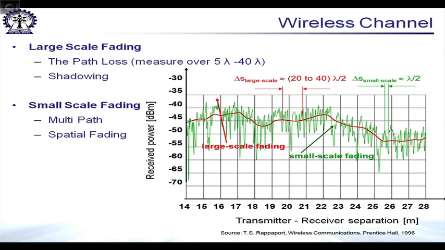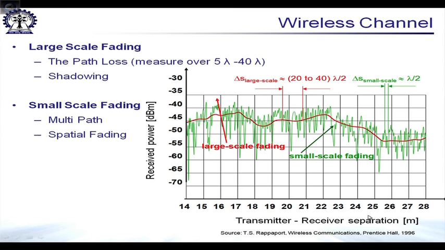Before we close today's lecture, I would like to explain this particular figure. This is available in the book by Rappaport. So, in that figure, it is shown that the separation between the transmitter and receiver in the x axis is represented in meters, and the y axis is the received power in dBm.